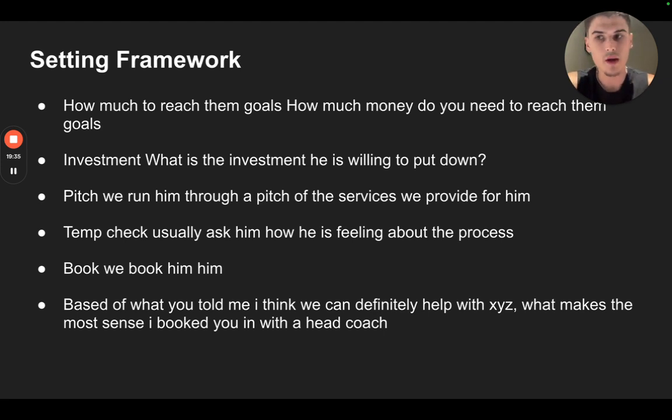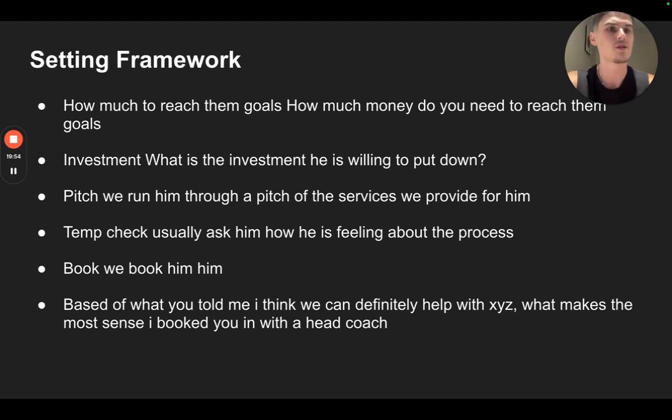So they show up to that call, and they actually answer the questions when they come to the closing call, and they're not closed off. "Based off what you've told me, I think we can definitely help with XYZ. What makes the most sense is I book you in with the head success coach, we get you rocking and rolling," and book them in.